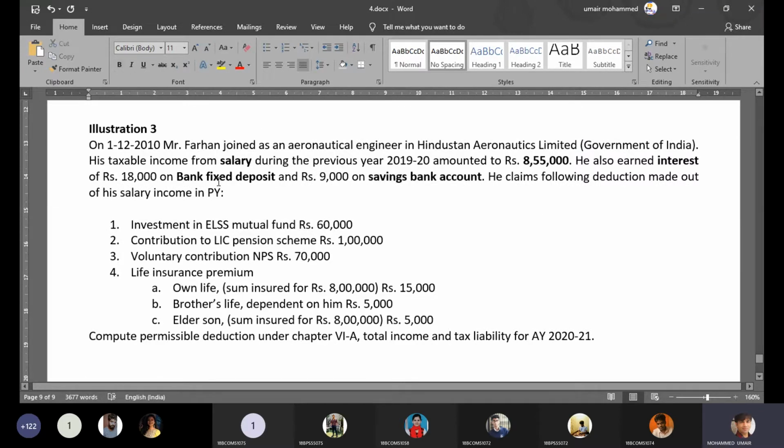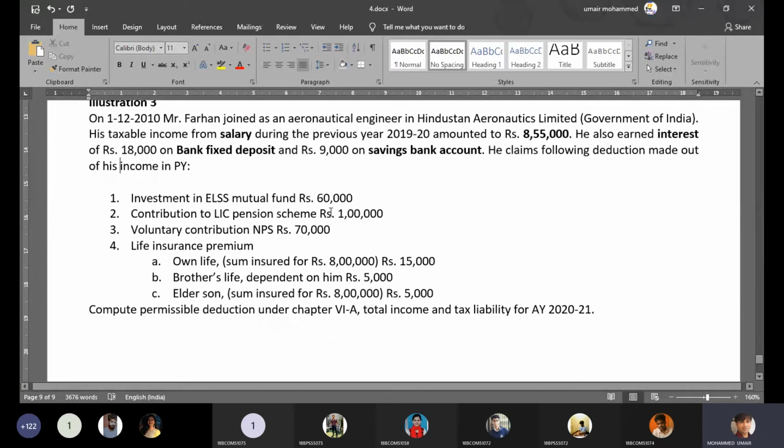Both interest on bank fixed deposits and interest on savings bank account are taxable under the head other sources. Now these are his investments. This is where he has invested. First, he has invested in equity linked savings schemes. Then he has also invested on his own in a pension scheme offered by Life Insurance Corporation of India. Then he has also made voluntary contribution to National Pension Scheme, and he has also paid life insurance premium on his own life. For his brother also, he's paying life insurance premium. For his elder son also, he's paying life insurance premium. So these are the three premium amounts he has paid.